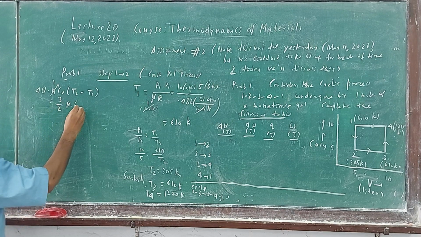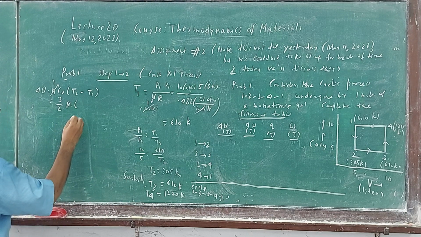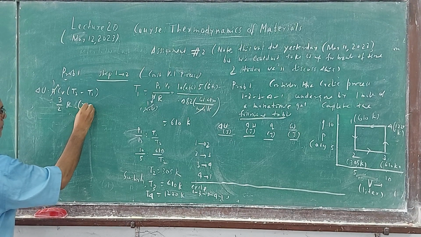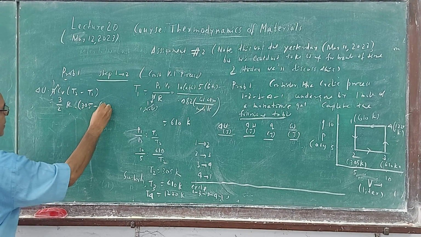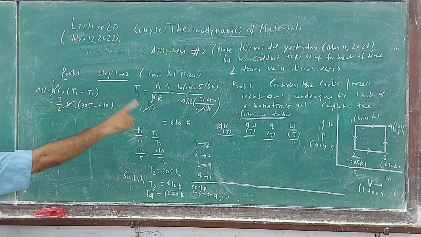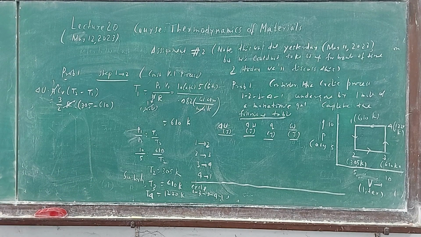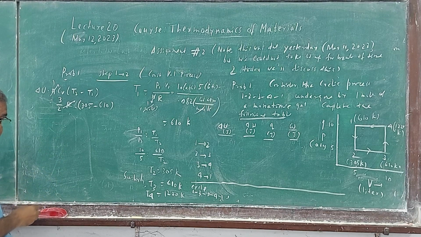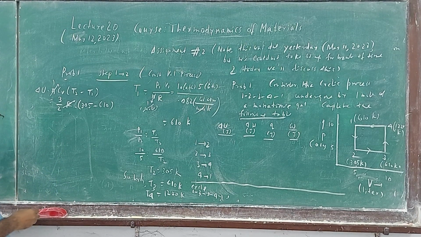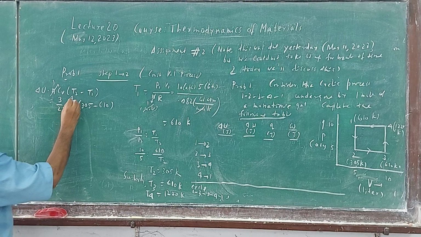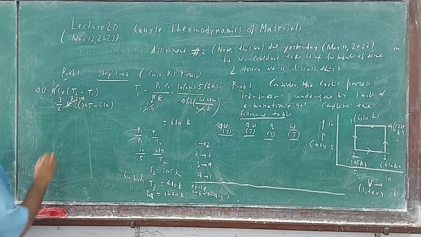Monatomic, careful, 3 by 2 R. T2 minus T1, right? That is 305 minus 610. Good, very good. Quickly, R is how much? Which unit will you use here? Since you have to report in joules, the joule unit of R, 8.314. Not calorie, neither liter atmosphere, neither cc atmosphere, not Pascal meter cube. Use joule, 8.314. So, what is the answer?